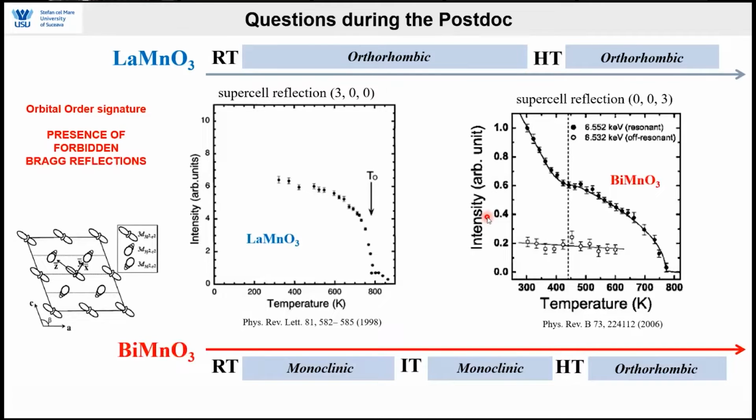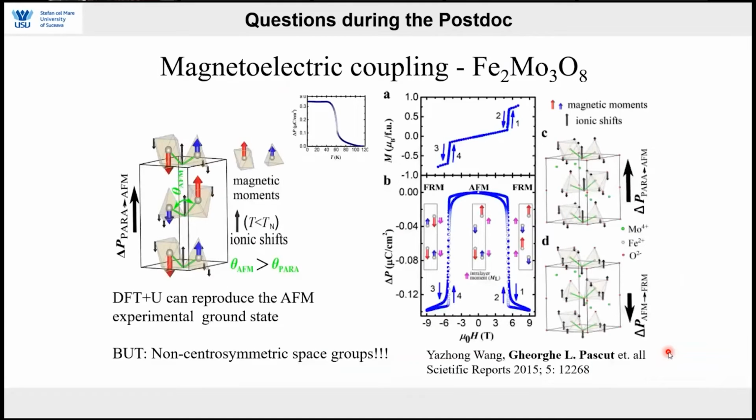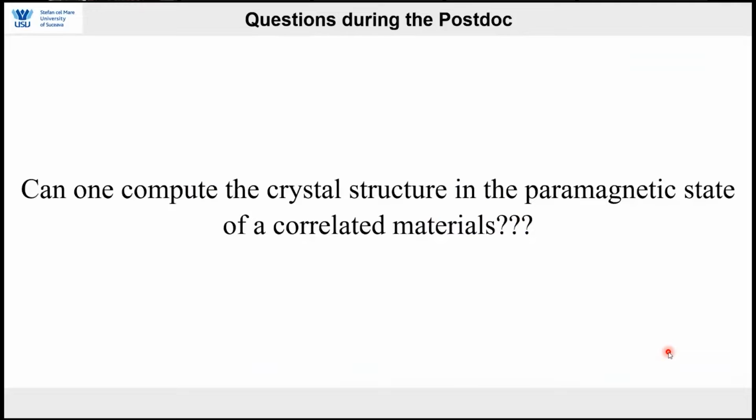Now, when I started to do DFT or DMFT, all these methods, I was very focused on the crystal structure. So I wanted to understand, is there a method to predict this orthorhombic to orthorhombic transition, or is there a method to predict monoclinic to orthorhombic? That's what I was interested in.